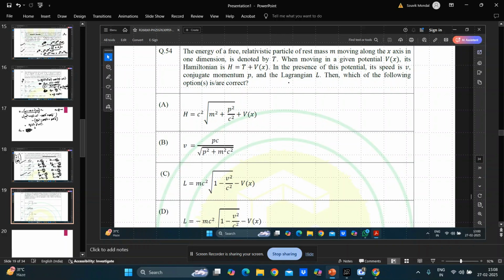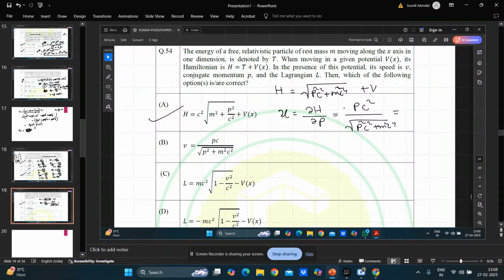For this problem, you have to calculate what is Hamiltonian, Lagrangian, and V, this kind of thing. Okay. So Hamiltonian is simply root under p square c square plus m square c to the power 4 plus Vx. Okay. So this option is correct. If you put this c square under the root, you will get this option. Okay. So what is now v? V is simply del H by del p, right?